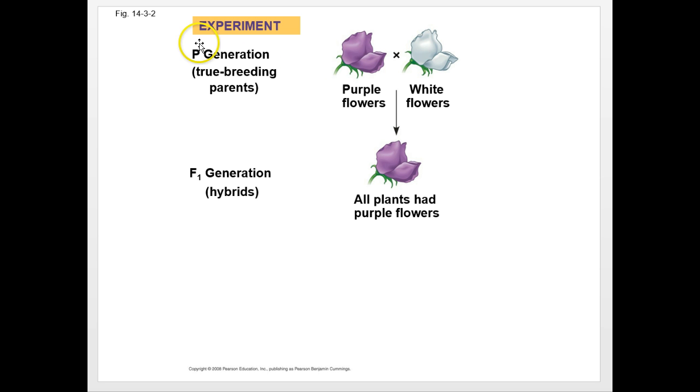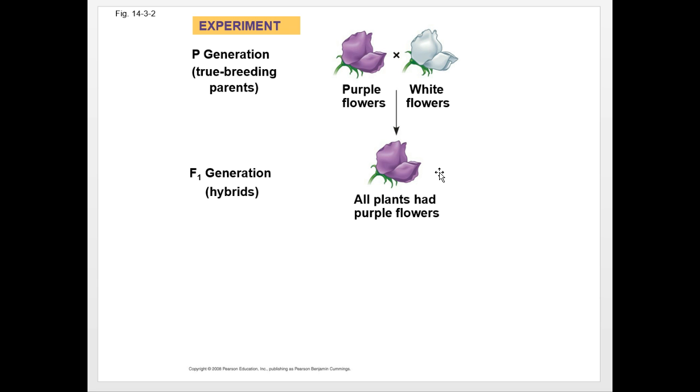Now you'll see some genetic terminology here on the side. The P generation means the parent generation. The F1 generation is what's called the first filial generation, F-I-L-I-A-L, or the first generation of offspring. And they were 100% purple.